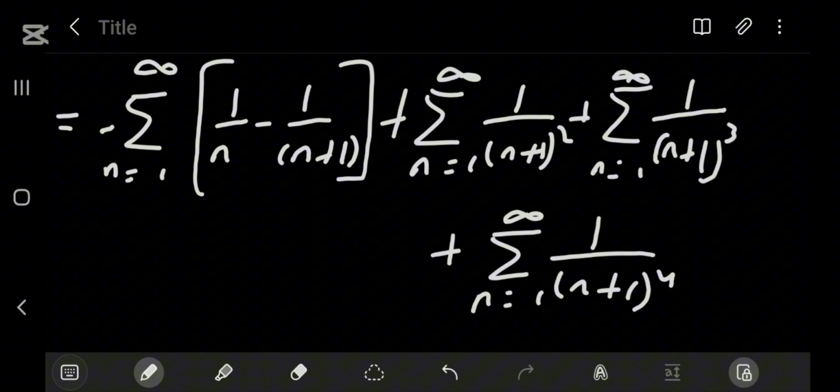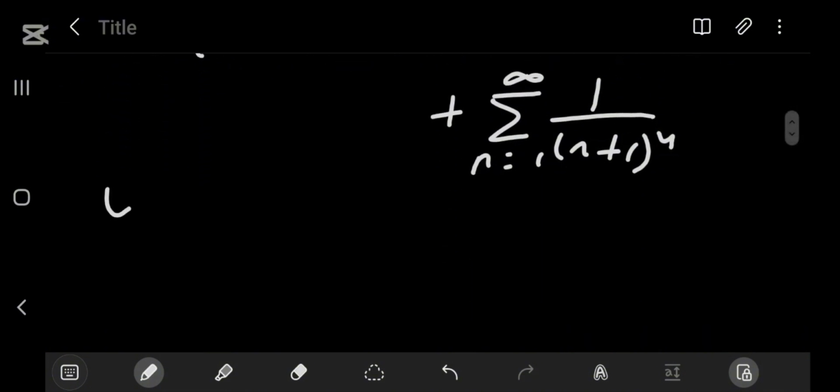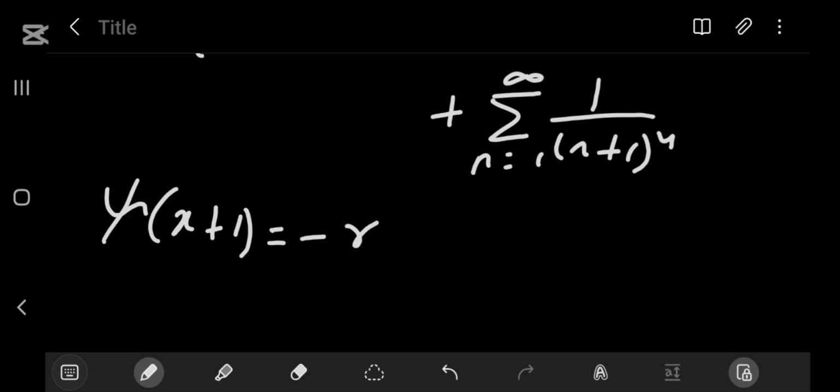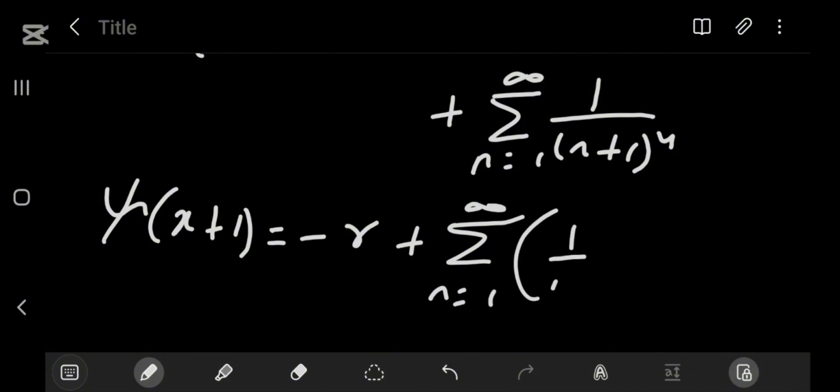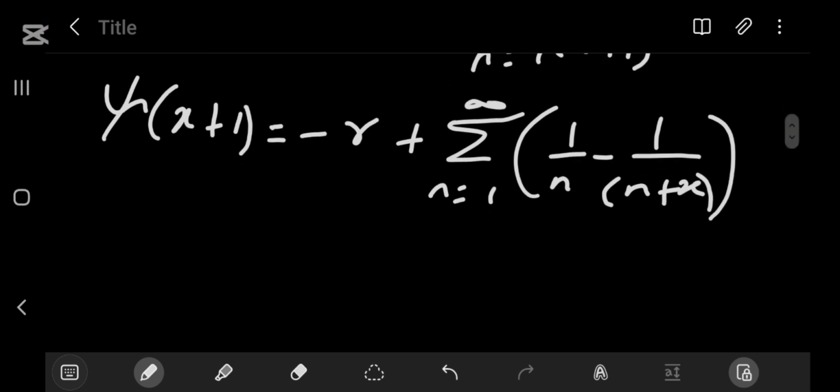Well, to the first one, we should know that digamma of x plus 1 is equal to Euler-Mascheroni constant minus sigma n from 1 to infinity of 1 over n minus 1 over n plus x, which is equal to Euler-Mascheroni constant plus the nth harmonic function. We can write this as well.